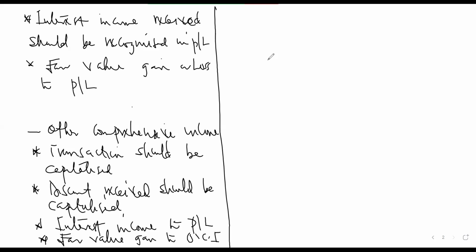Okay, what about if the entity wants to hold the instrument up to maturity? Whether there is a good market or not, we are not going to be selling it. So the question will tell you that the entity is willing to hold the instrument up to maturity and they will collect all the cash flows. If that happens, we classify the debt instrument or the financial asset through amortized cost.